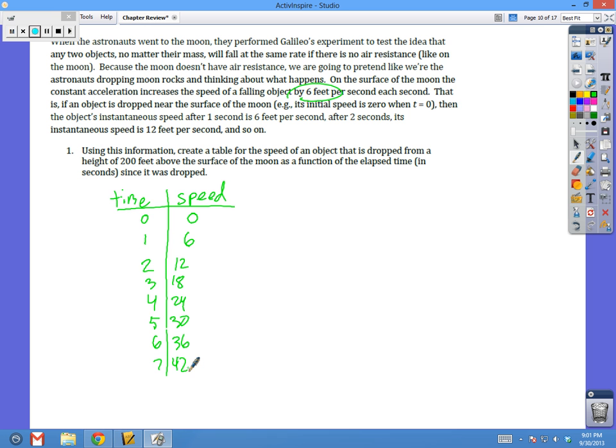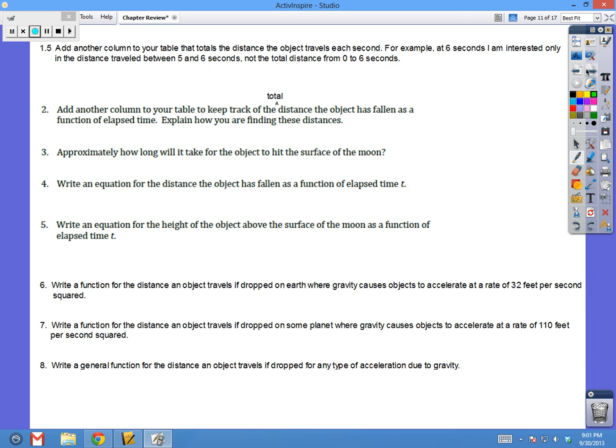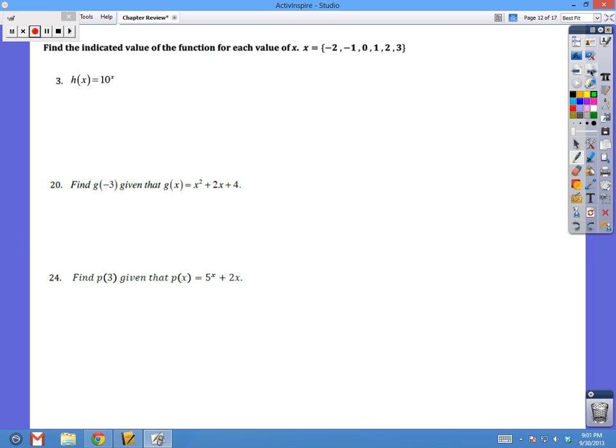Alright, that's number 1. And I guess we could keep going. Number 1.5. Add another column to your table that totals the distance the object travels each second. So I'm going to go back.